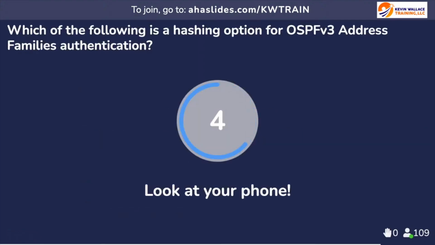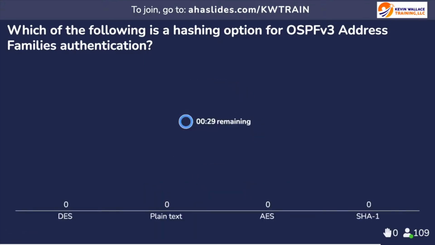Which of the following is a hashing option for OSPF version 3 address families authentication? DES, plaintext, AES, or SHA-1?